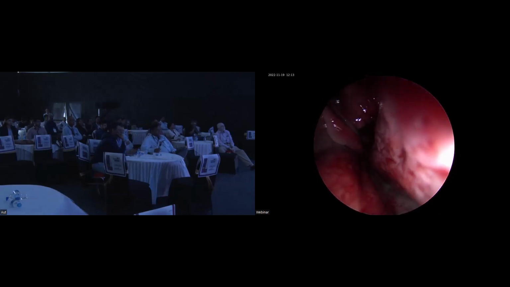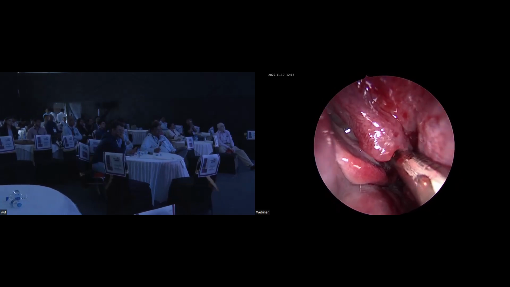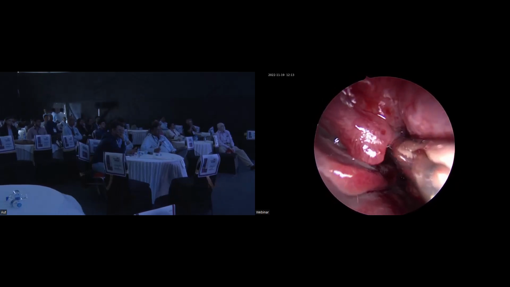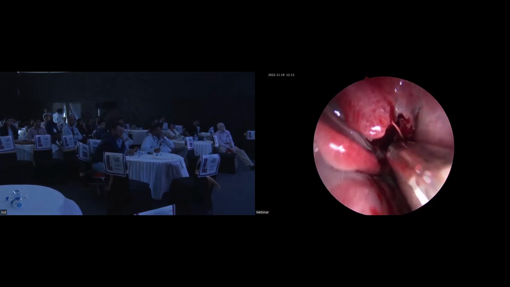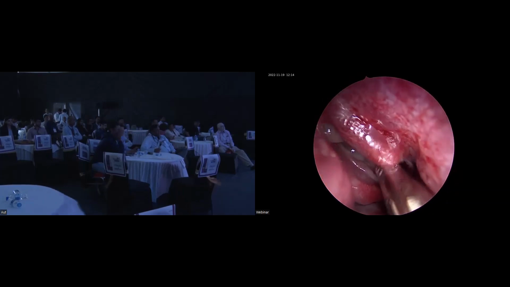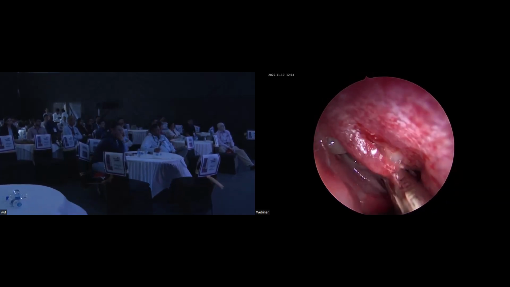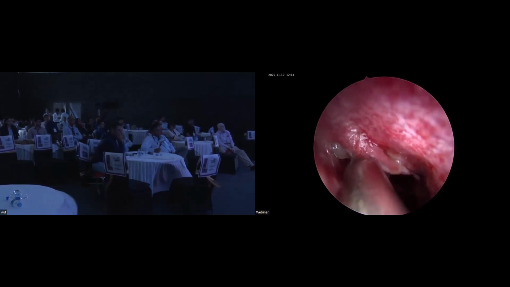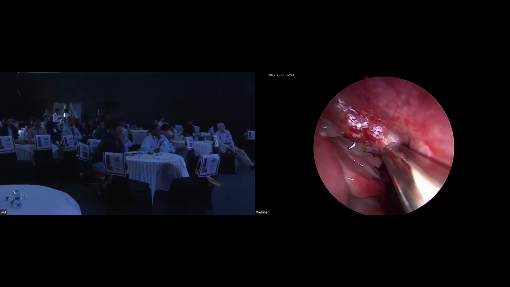As we know, when you are doing a standard FESS, you have only 4 important steps. The first step is the uncinectomy. Though it is the first step towards endoscopic sinus surgery, it is one of the most important steps, because if you remove the lower part of the uncinate well, you will get a good entry into the maxilla. This I'm trying, and removing the upper part.